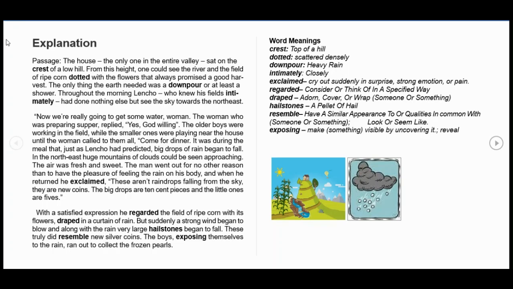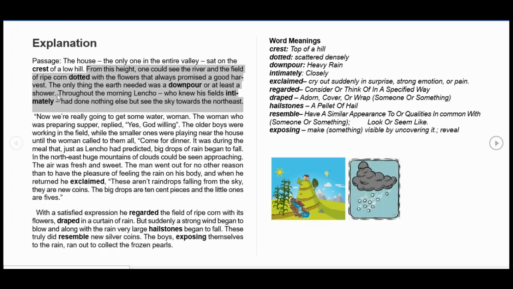So the story starts with a setting with a house in a valley which is sitting on a crest of a low hill, that is, it is at the top of a hill from where everything surrounding this hill is visible. Even the field where the farmer has sown corn, and it is dotted with flowers that always promised a good harvest. That means dotted here means that it is densely scattered. The corn is flowering, so it is going to give a good harvest. But the only thing required for this good harvest was a downpour or at least a shower. Now downpour or shower are forms of rain, so it needed some rain, either a heavy one, downpour is a heavy rainfall, or at least some showers, light rainfall.